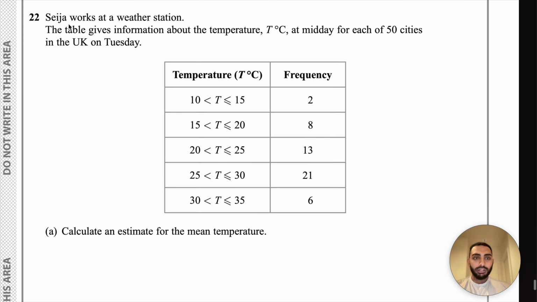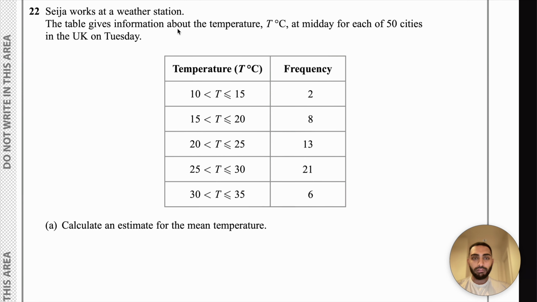Question 22. Sajo works at a weather station. The table gives information about the temperature T at midday for each of 50 cities in the UK on Tuesday. This is a grouped frequency table because we've got values between 10 and 15 for this first row, between 15 and 20 for the second row. Calculate an estimate for the mean temperature. So this is just testing us on, can we find the mean from grouped frequency tables? Because we don't know the values between 10 and 15, we just estimate that. We use the midpoint. So we need to find the midpoints of all of these first.